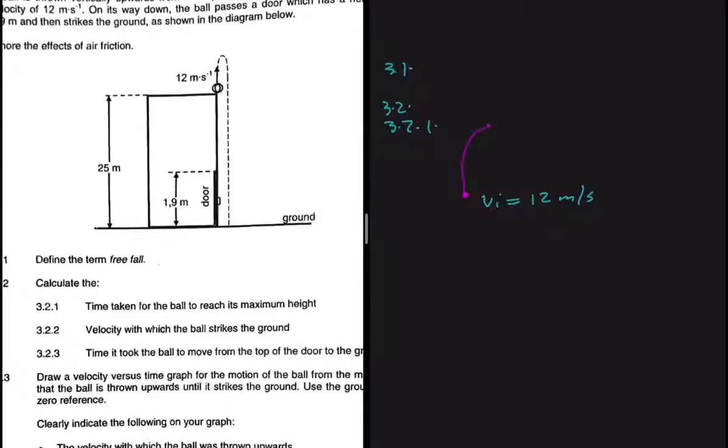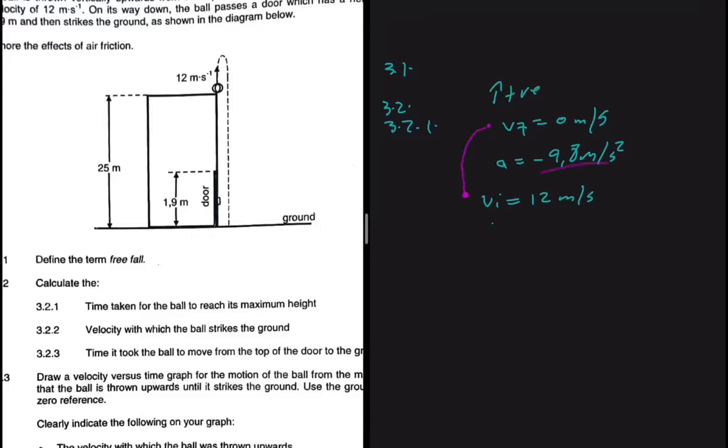At the maximum height, we know that we will have a VF, which is equal to 0 meters per second, right? And then what else do we have? We know the acceleration fully well. The acceleration is equal to minus 9.8 meters per second squared. So now we have to decide on the direction. We take up as positive, hence acceleration is minus 9.8.